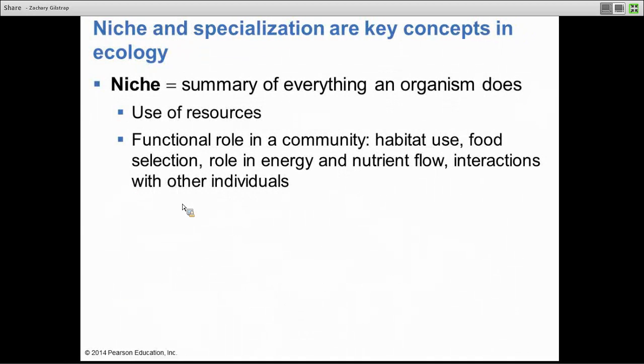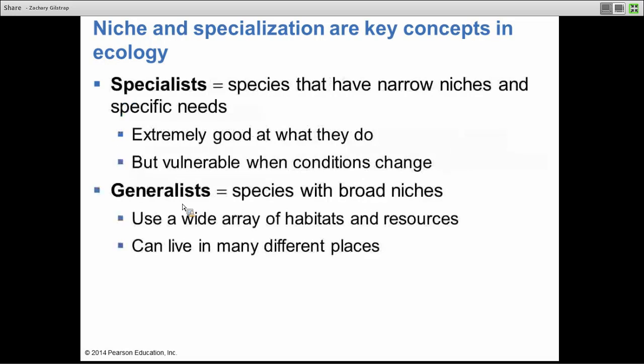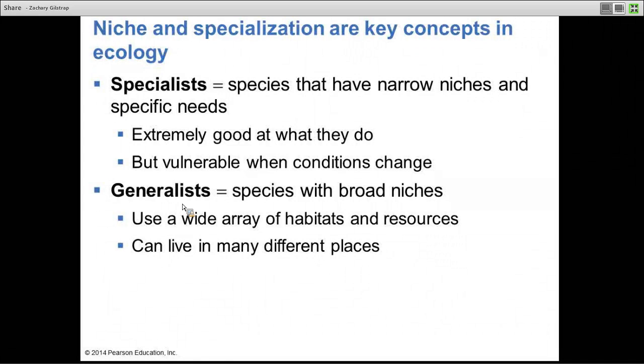So as I was just saying, I brought it up a little bit early, but niche and specialization are key concepts in ecology. A species niche reflects its use of resources and its functional role in a community. Species with narrow breadth and thus very specific requirements are said to be specialists. Those with broad tolerances, however, are able to use a wide array of resources. These we are calling generalists.